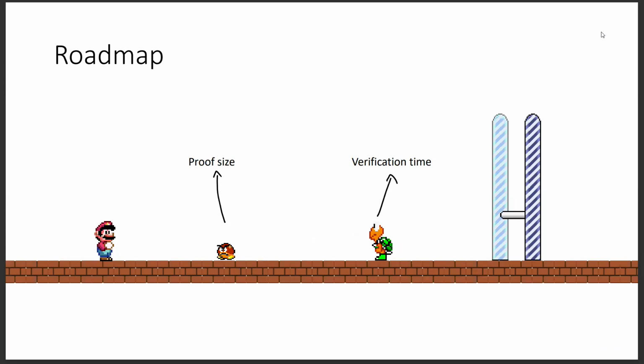So here's the roadmap for what this talk is going to look like. There are two main hurdles to get over. One is the proof size. We want to get a constant proof size. And the second thing is we want verification time to be logarithmic.